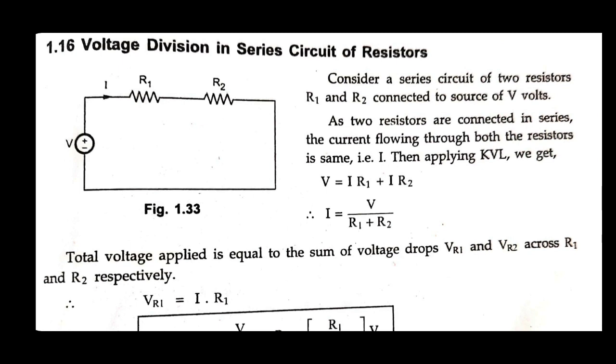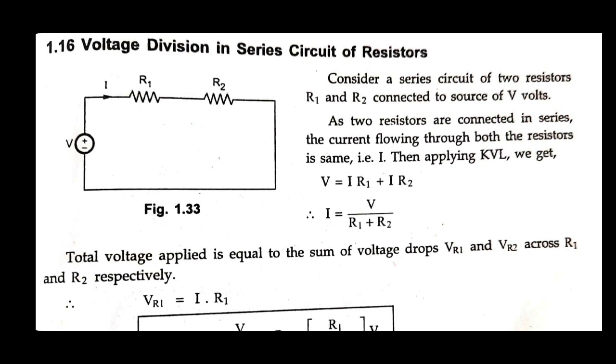So you can apply the KVL law here. What is the KVL law? Already we studied it. KVL means Kirchhoff's voltage law: the algebraic sum of all the voltages is equal to 0. First of all, let us find the voltages existing in the network. V is the voltage source, this is one. Second is the voltage across resistance R1, that is VR1. Third is the voltage across resistance R2, that is VR2.